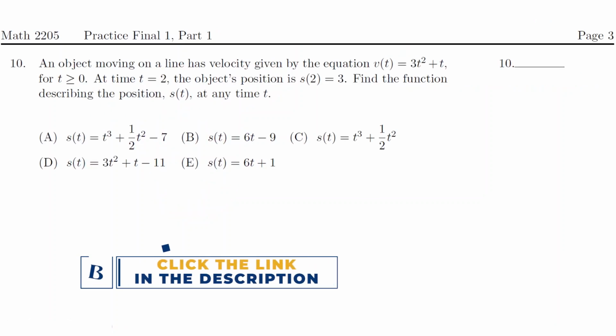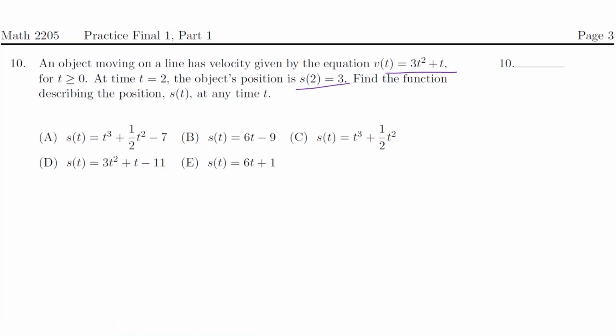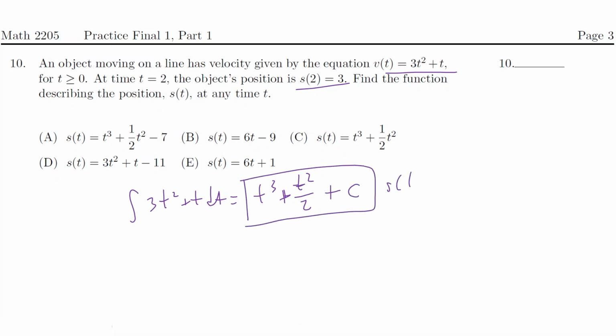Next. An object is moving. Great, I got velocity, and I need to find s. Now, we know that distance s is the integral of v. So all I have to do is the integral of 3t squared plus t dt, which is going to be equal to t cubed plus t squared over 2 plus c. This is my s of t. Good. So now I just have to find the c.